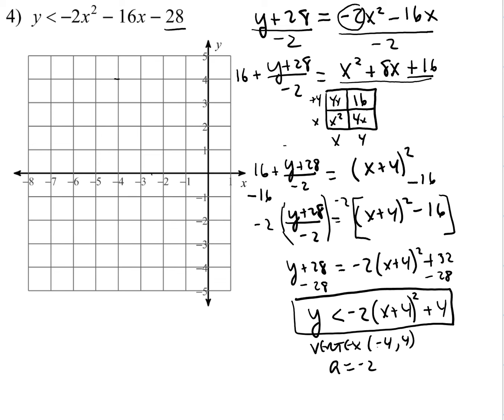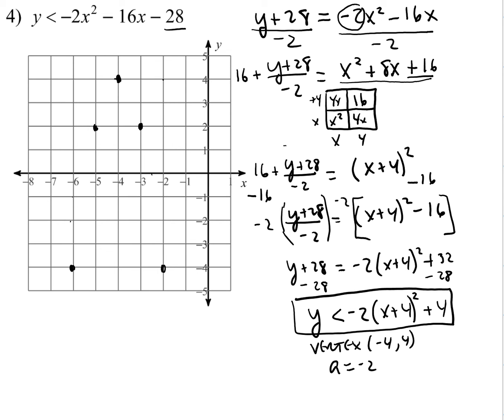So now I want to graph this, so I'm going to go over to negative 4, up positive 4. My a value is negative 2, so I'm opening down. I'm going to go over 1. Instead of down 1, I'm going to go down 2. And then over 1, down 2. And then over 2, down, I would normally go 4, but I have to do twice that, so that would be 8. 1, 2, 3, 4, 5, 6, 7, 8. And then likewise over here, over 1, 2, down 1, 2, 3, 4, 5, 6, 7, 8.